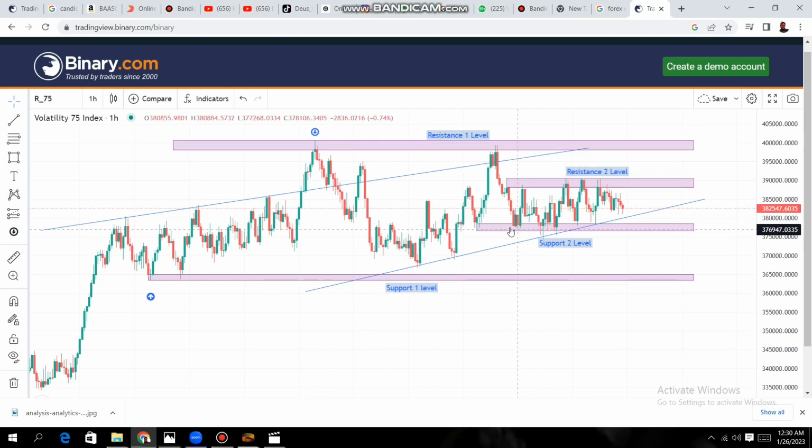So even for this part, I see market selling to this position because it's been hitting the support level 2 and creating short distances and causing market to consolidate here. So once it breaks out, I see it coming to this point and going back and selling. So this is the 1 hour volatility 75 analysis update from me.